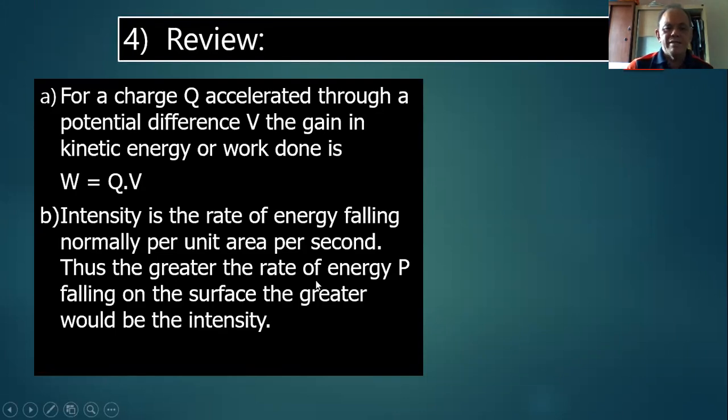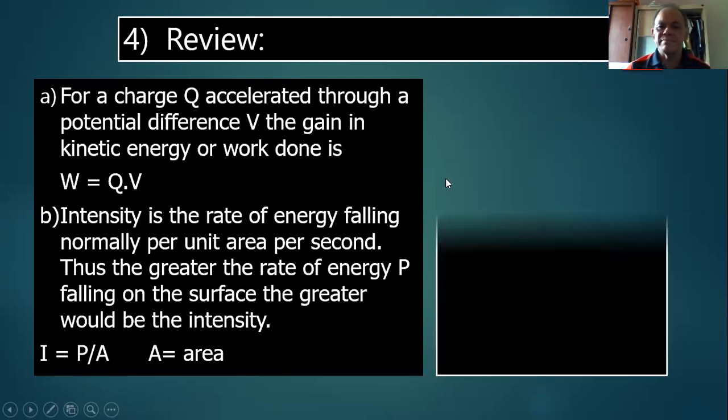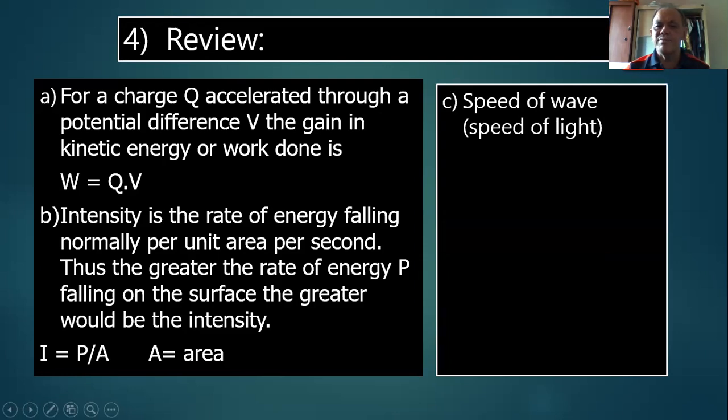So the greater the rate of energy P falling on the surface, the greater will be the intensity. Power divided by area, the X-ray falling on the surface. And the formula, right? Speed of wave or speed of light or speed of electromagnetic wave is just the speed of light, frequency times wavelength. Right? Continuously, we'll be using frequency is inversely proportional to wavelength where the speed is constant.